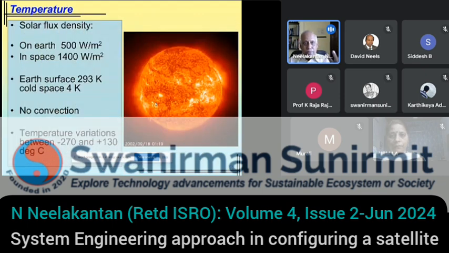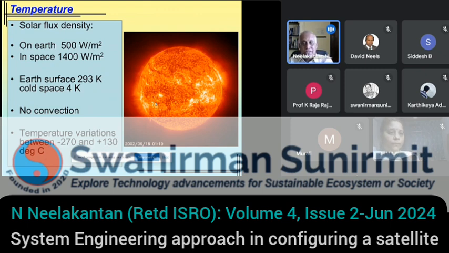And with respect to temperature, once it reaches orbit, the solar flux density on the Earth is 500 watts per square meter, whereas in space it's almost 3 times. The Earth's surface is 293 degrees Kelvin, whereas once the spacecraft sees the cold space, it sees 4 degrees Kelvin. Therefore, on one side the thermal input is very high. On the other side, when the spacecraft sees the cold space, it sees a very low temperature, and there is no convection. Everything has to be through radiation, and conduction inside the spacecraft. The temperature variations can be as bad as minus 272 to plus 130 degrees in space.